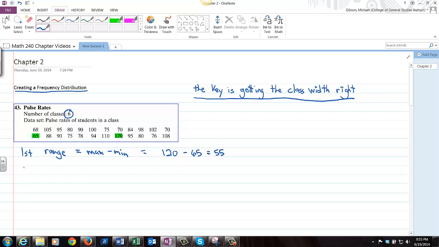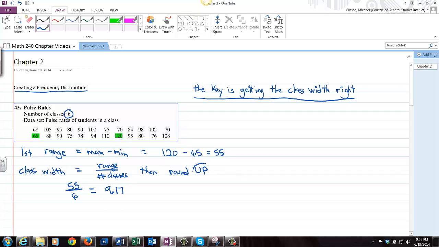Then the class width is going to equal the range divided by the number of classes. Then round up. Okay, so let's see what I mean by that. The range is 55. The number of classes is 6. We do that division. 55 divided by 6 is 9.17.